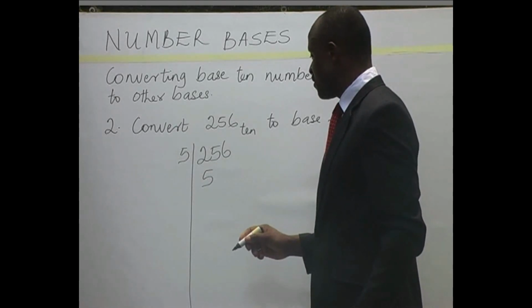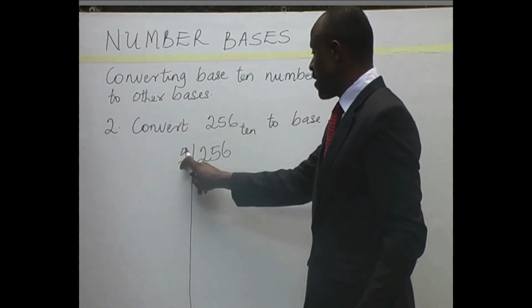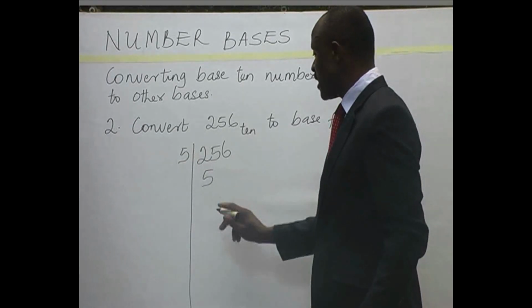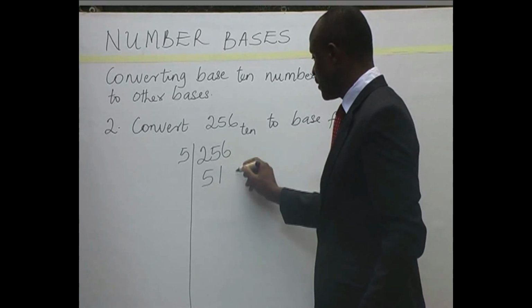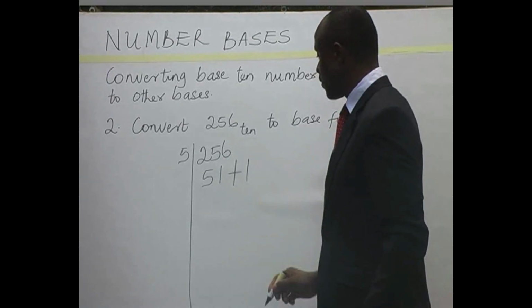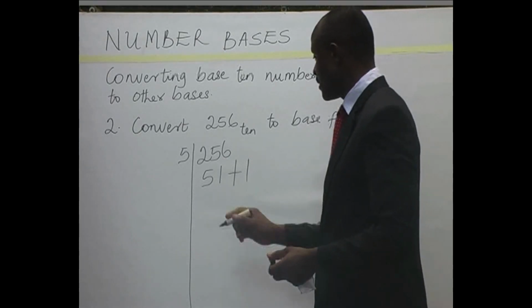If you subtract 25, because you multiply 5 by 5, you have 25. Remove it from 25, nothing is left. Then 5 divides 6 is 1, remaining 1. Write the remainder outside.